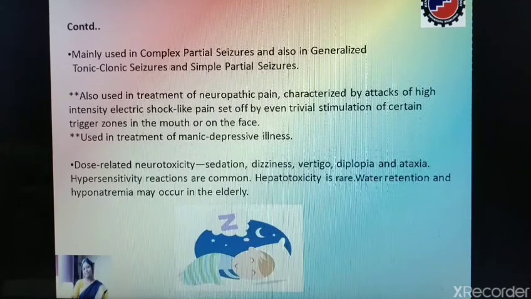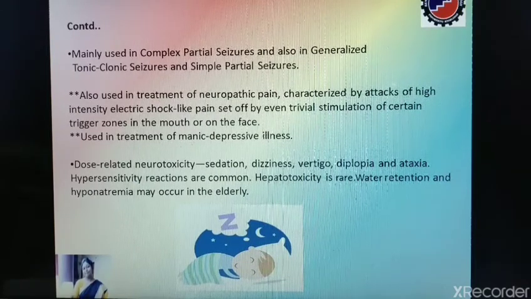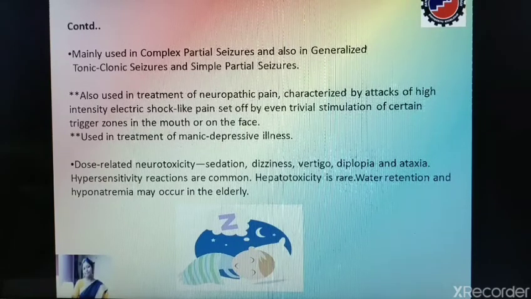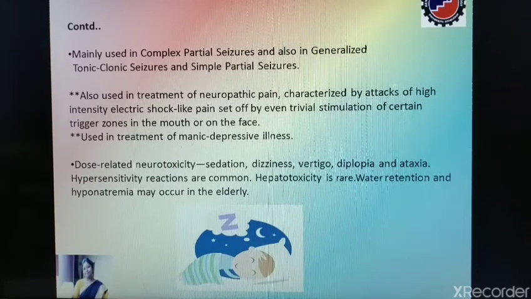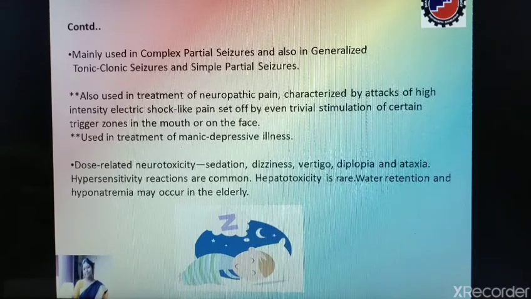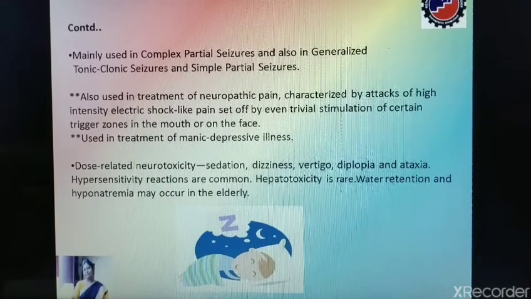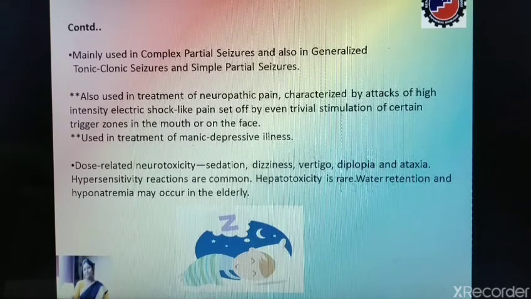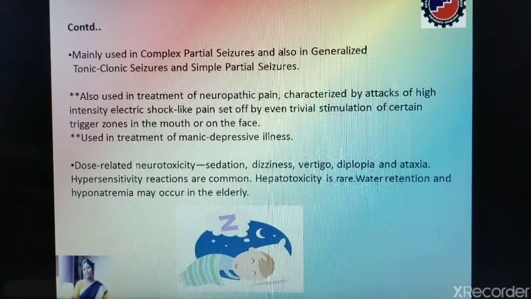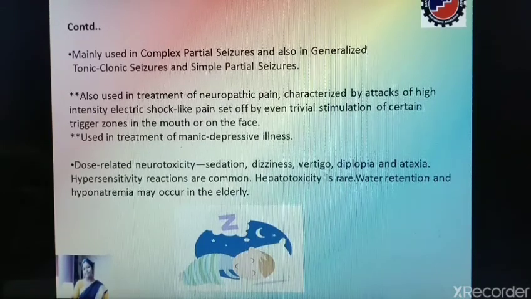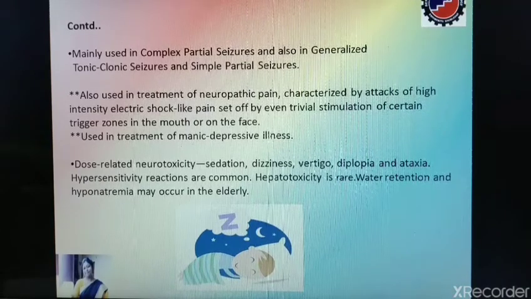Carbamazepine is mainly used in complex partial seizures but also used in generalized tonic-clonic seizures, which have 2 phases, and the simple partial seizures. They have some other uses, like in the treatment of trigeminal neuralgia. Now, this neuralgia is characterized by attacks of high intensity electric shocks, which are set off by the trivial stimulation of certain trigger zones in the mouth or on the face. It is also used in the treatment of mania or manic depressive illness.